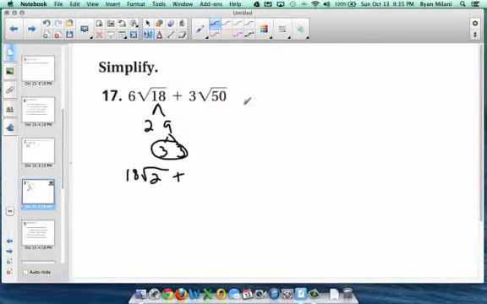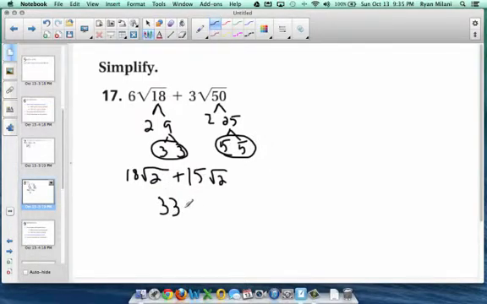Alright, plus 50 breaks down into 2 times 25. 25 breaks down into 5 times 5. There's a pair right here. So I'm going to pull a 5 out, but there's already a 3, so that becomes 15. I'm multiplying those two numbers times the square root of 2. So just like in the last example, after I broke down my radicals, I have square root of 2 twice, so I simply just add the coefficients. 18 plus 15 is 33. Square roots of 2. I'm done with that example.